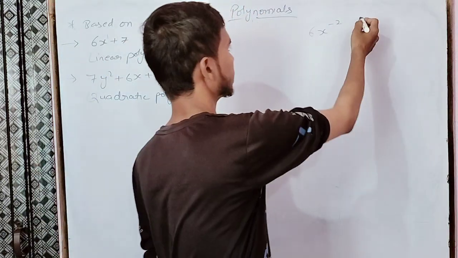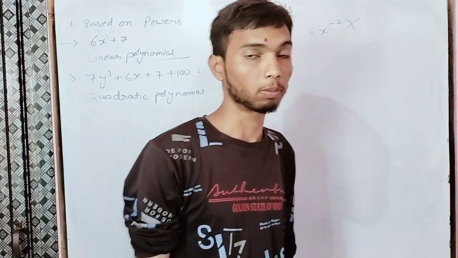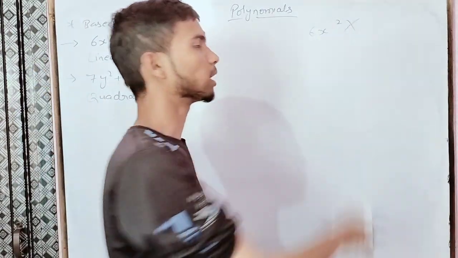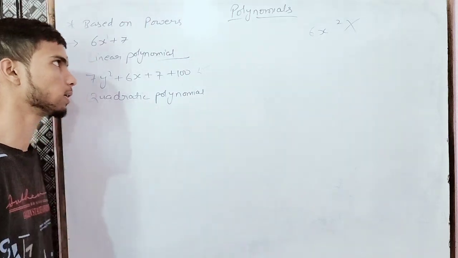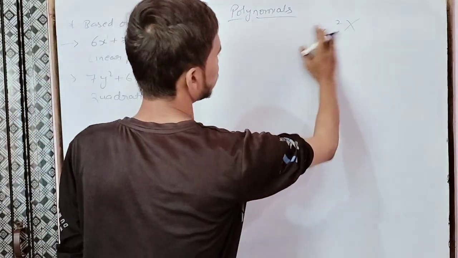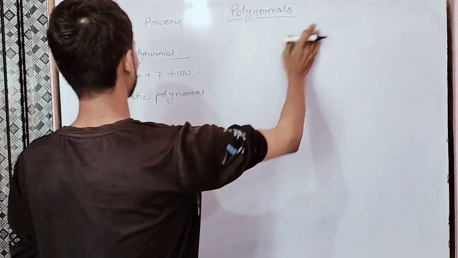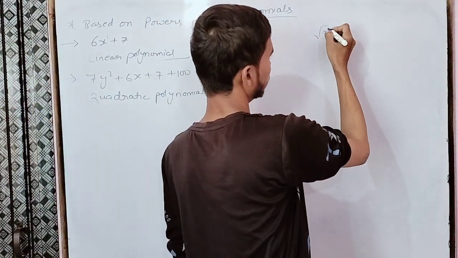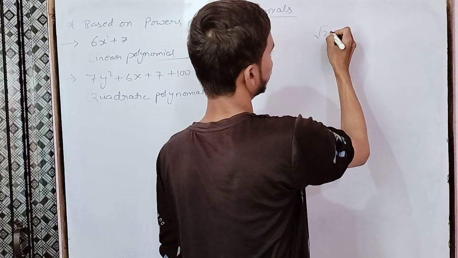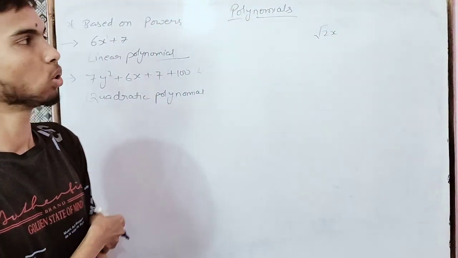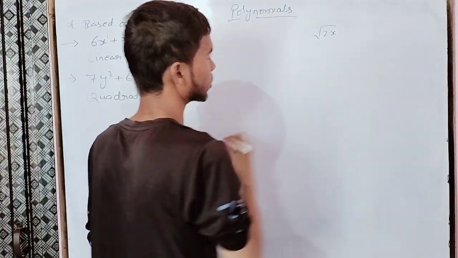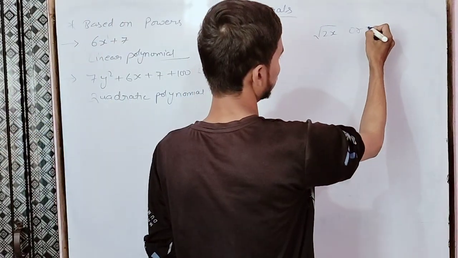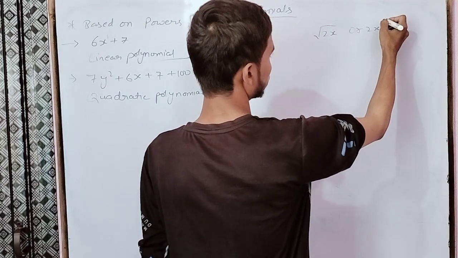So we won't say that this is a polynomial because the exponent is not a whole number. If we remove the minus, then it is a whole number, which starts from 0. Now next, root 2x. Here x is under the root. We can write it as 2x raised to the power 1 by 2.